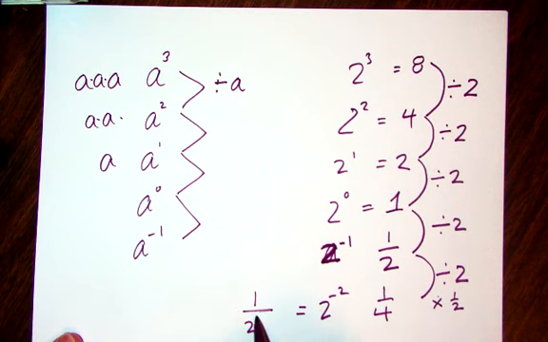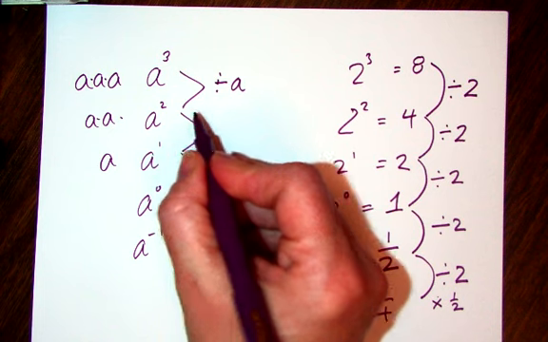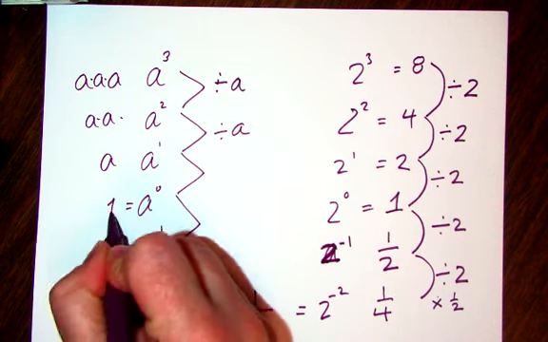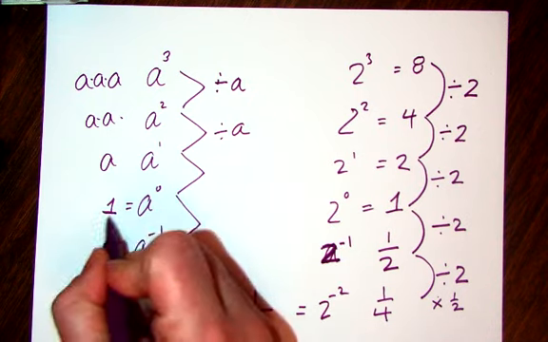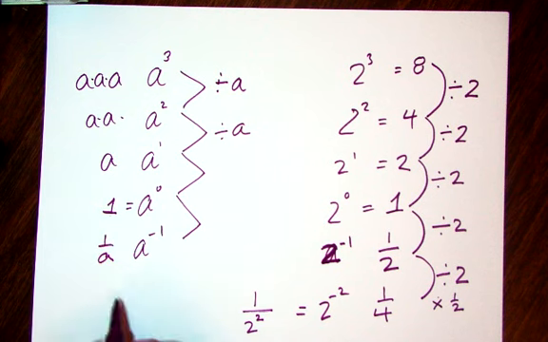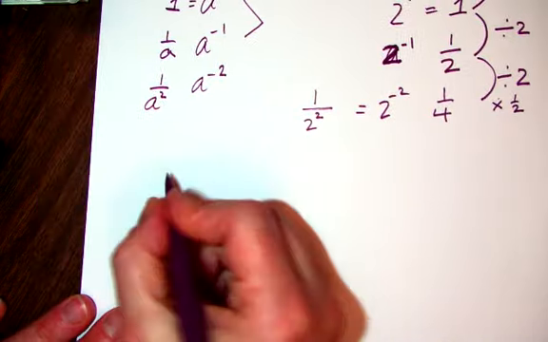If I keep dividing by the a, this one is going to give me a 1 because this one will be just a. When I divide by a, I get a 1. When I divide 1 by an a, I'll get a 1 over a. And a to the negative 2, I divide by another a, so it would be 1 over a squared. And so the rule that we say here is that a to the negative 1 is going to be 1 over a, or in other words, you're raising the reciprocal to whatever that exponent is.